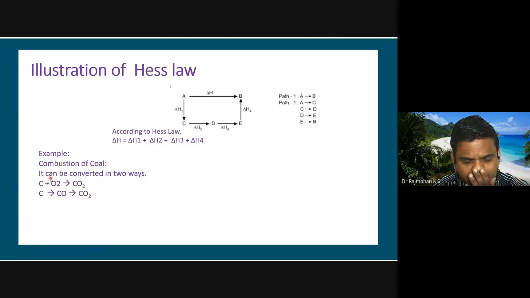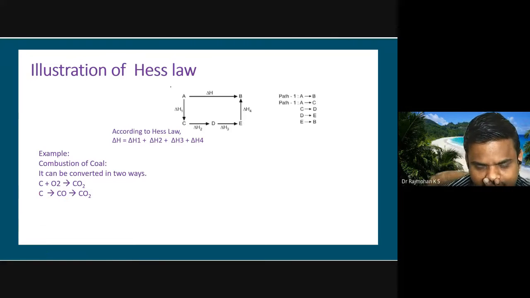So we have a direct reaction, C plus O2 giving CO2, just like A giving B here. In that case, we are going to have a delta H of the reaction, and we can have another route like A forming C and C forming B. So we have C plus half O2 giving CO, and then CO reacts with another half O2 to form CO2. For this we are going to have a delta HR.